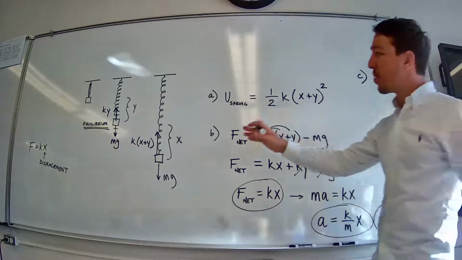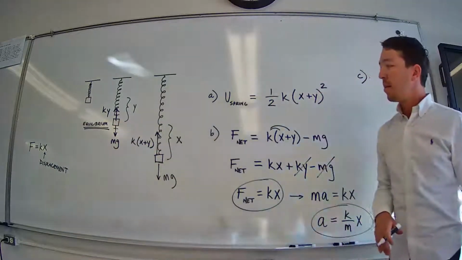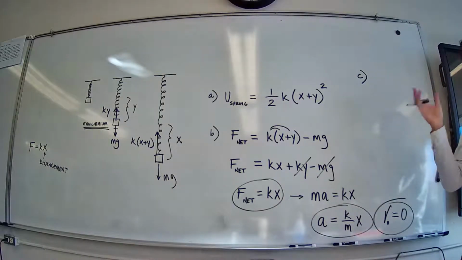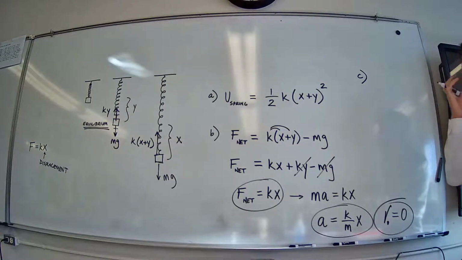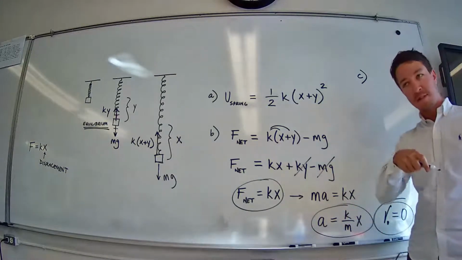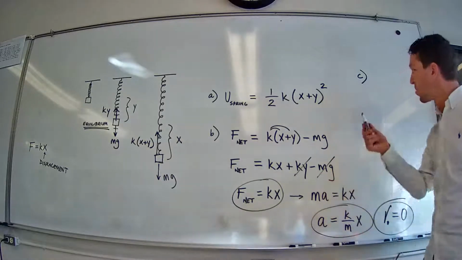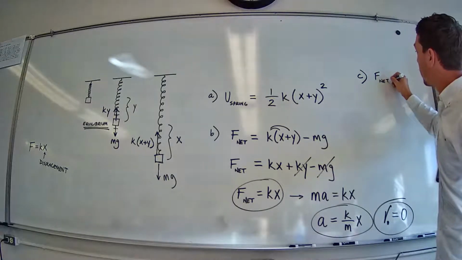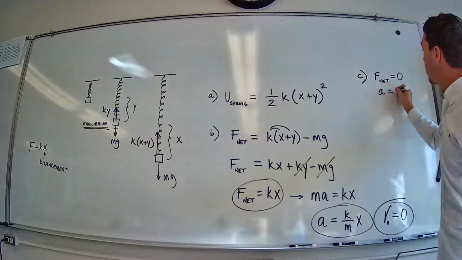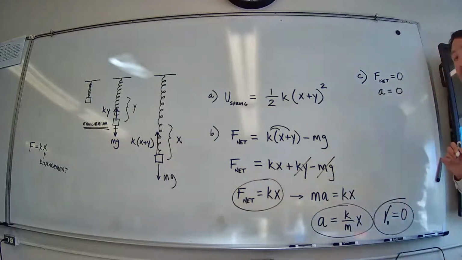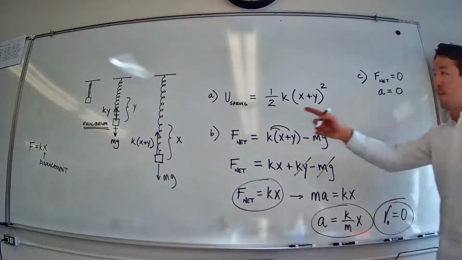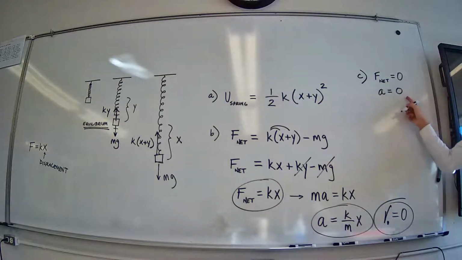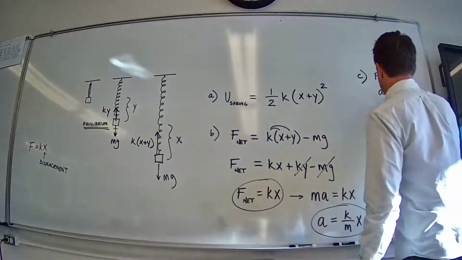Okay, so part C says, as you're passing through equilibrium. You can do it with energy, but it's fairly involved, and I think it's more elegant to just notice that this system is identical to the first system, and then just use that result from before. As you're passing through equilibrium, what's the net force? 0. What's the acceleration? 0. Because at equilibrium the forces are balanced. If net force is 0, acceleration is 0, but the velocity is certainly non-zero.